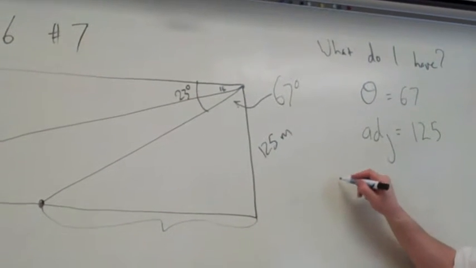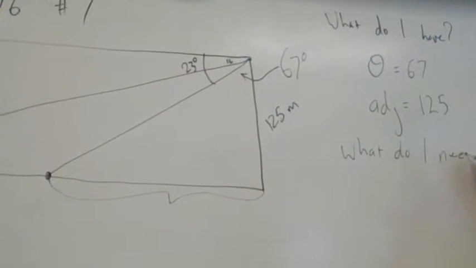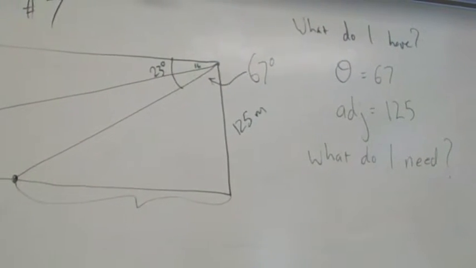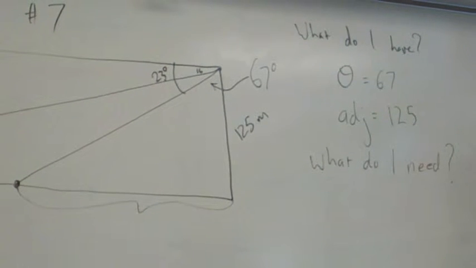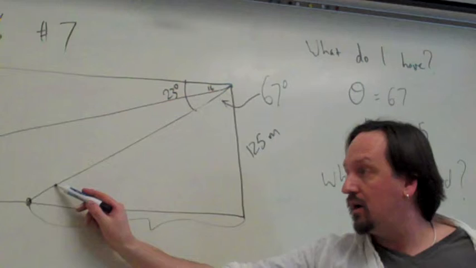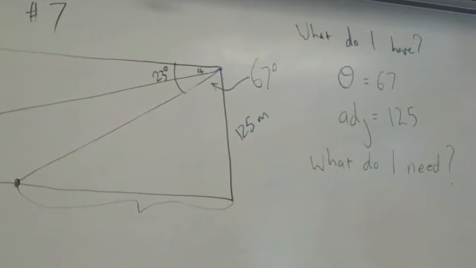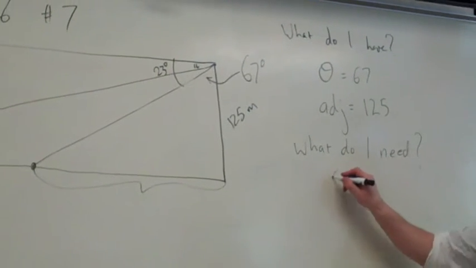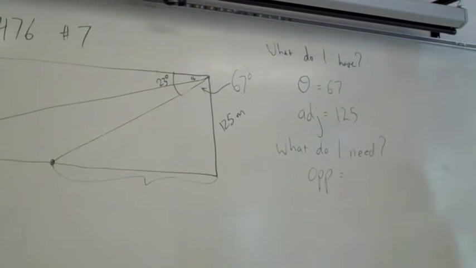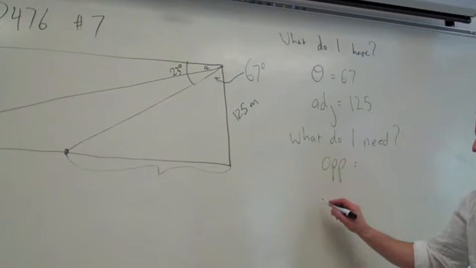What do I need? I don't know what that letter was supposed to be. What do I need? Which side do I need? Hypotenuse is this right here. That doesn't tell me the distance. I need this right here. Thank you very much, Adam. That is the opposite side. So which of the three trigonometric functions relates opposite and adjacent to the angle? Tangent.